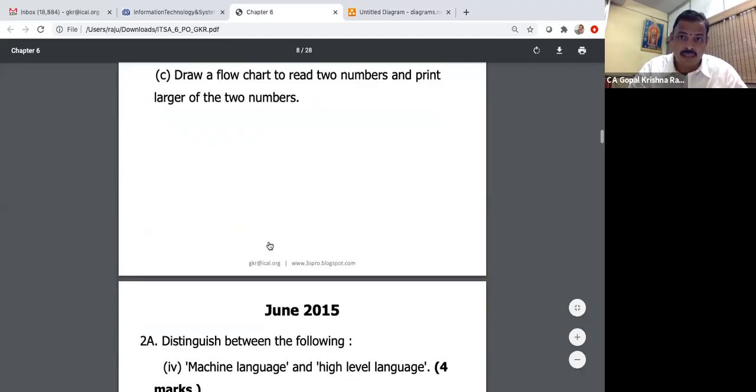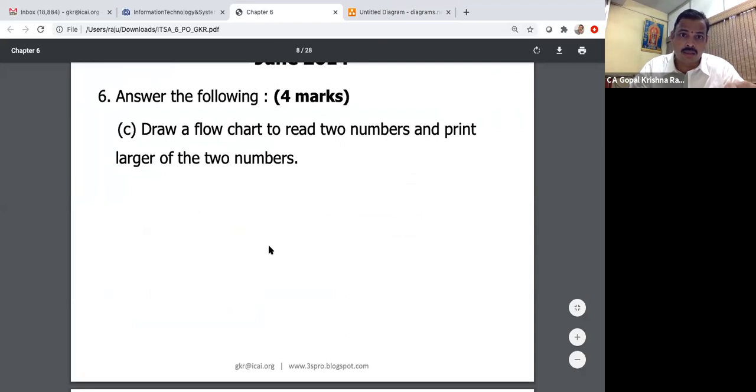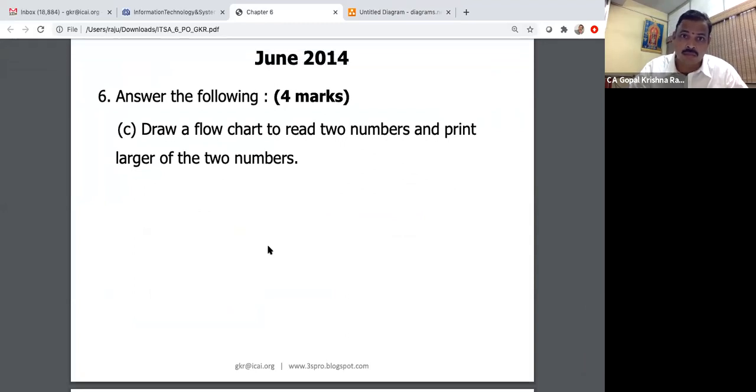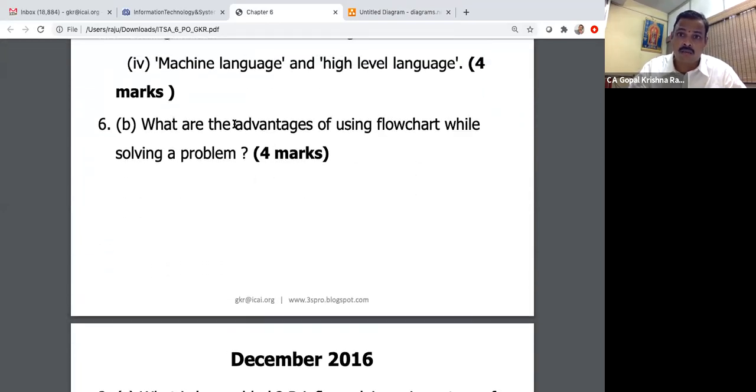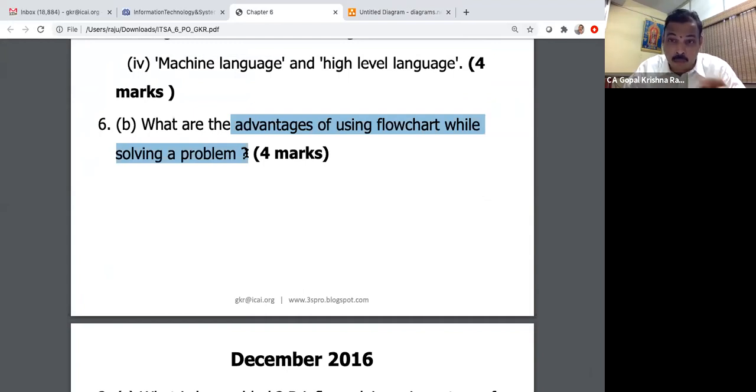So let me finish the theory part on flowchart. This is a flowchart you have to draw to read 2 numbers and print the larger of the 2 numbers, a 4 mark question. I'll do this. What are the advantages of a flowchart while solving a problem? Very simple, universal, easy to understand, and easy for programming.